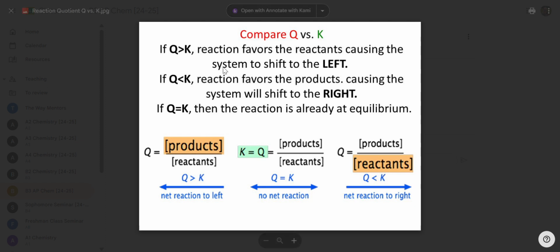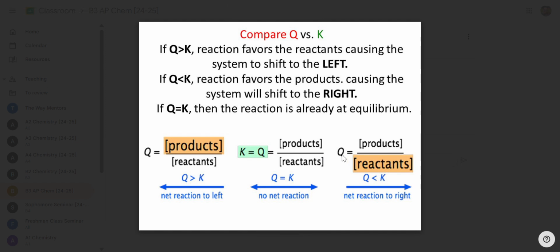And so if Q is greater than K, then the reaction is going to shift towards the reactants, to the left. If K is bigger than Q, the system is going to shift to the right, towards the products. If they're equal to each other, then it's already at equilibrium. And that makes sense. So Q is the calculation for K, which is products over reactants, before we've reached equilibrium.